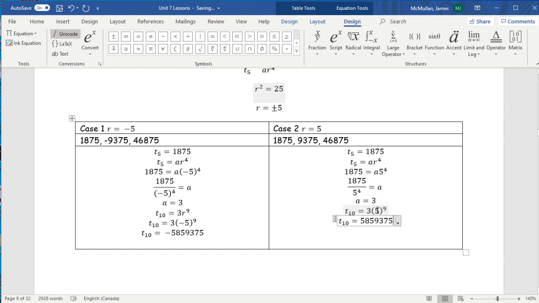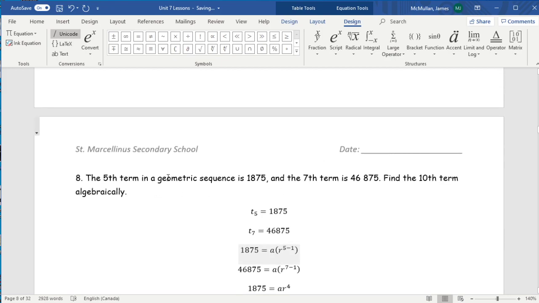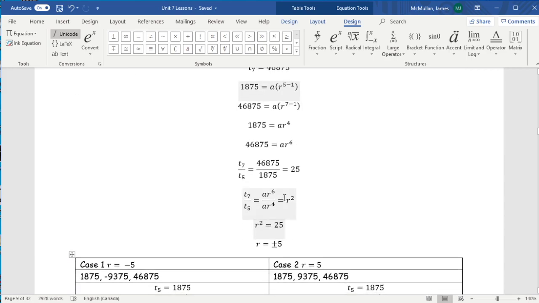So again, we don't actually know which one of these is right because based on what we know in the sequence, we're unable to determine if the R is a positive or a negative. So just be a little bit careful when you're doing geometric ones. If you get an even power and you take the square root, you got to remember that it could be positive or negative. If this was a cube root, the cube root can only be positive or negative, so you don't have this problem if you're working with a cube root.